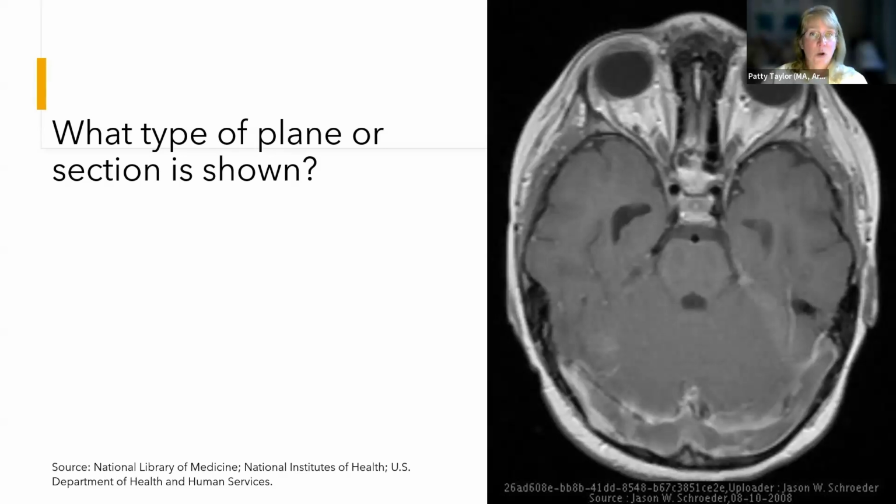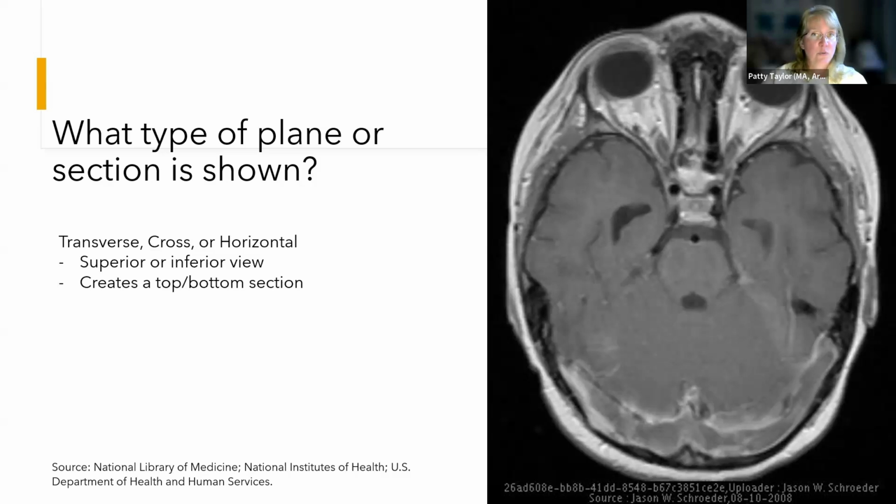So again, what you need to do is recognize what you're looking at. You can see the brain. There are two eyes here, and it looks like we're looking perhaps down into the brain from a superior viewpoint. That's the clue you're looking for. This could be a superior or an inferior view. That tells me this must be a transverse, cross, or horizontal section. These always create superior and inferior or top and bottom views.